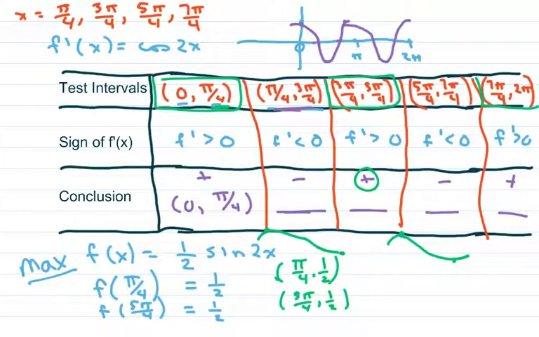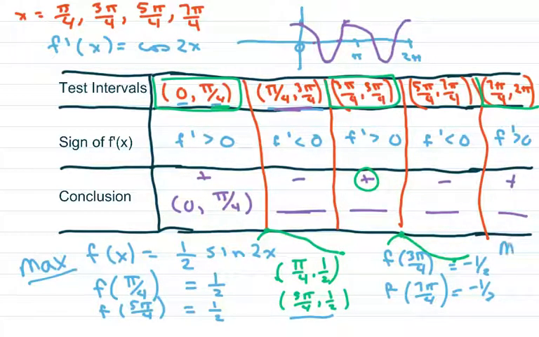So for our minimum, we're doing f of 3 pi over 4, and we're also doing f of 7 pi over 4. When you plug those in, you get negative 1/2 and negative 1/2. And again, you can write it as an ordered pair. This would be your minimum. Again, it helps to draw the graph because it's decreasing in here and it starts increasing up here. So that's for the 7 pi over 4 and the 3 pi over 4.